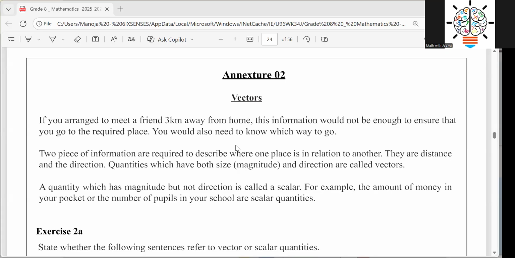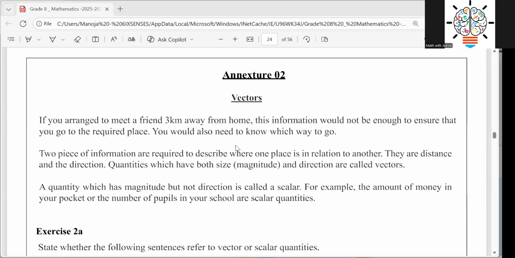Okay, so vectors is a topic where you also learn with your physics teacher, right? When you are talking about something, we have two types, vectors and scalars. For the quantities where you talk about only the quantity, the magnitude, the value, we call those scalars.